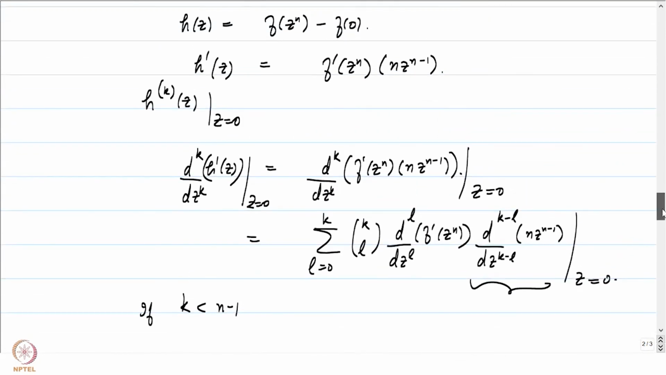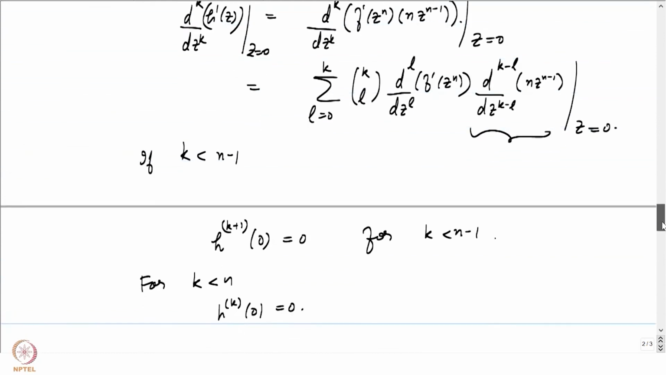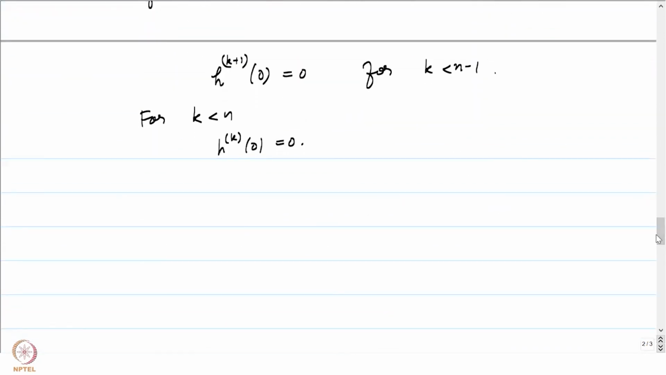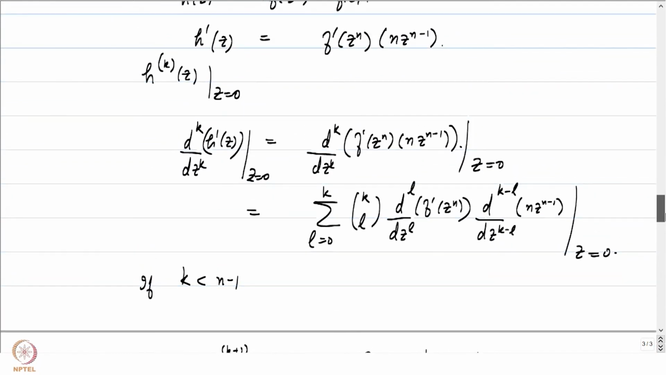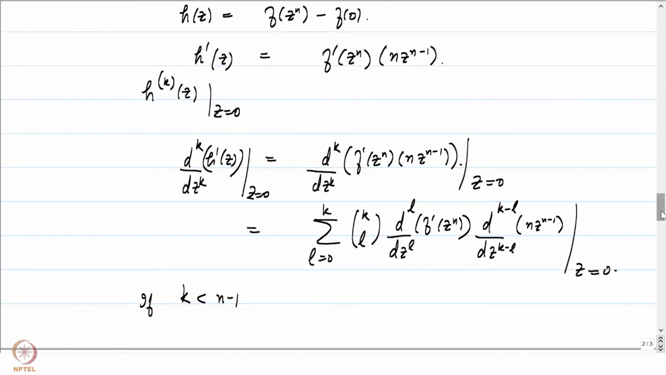So yes, h does not have the first n minus 1 coefficients non-zero in its power series expansion. That's what we have concluded in some sense. We are interested now in computing what h^(n)(0) is, the nth derivative of h evaluated at 0. More than computing it, we would like to check whether h^(n)(0) is 0 or not. That's what we would like to have a look at.